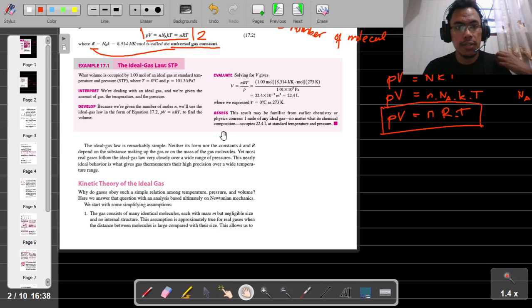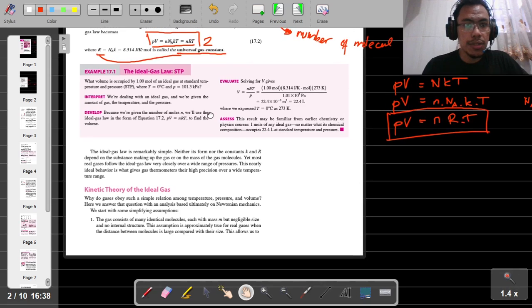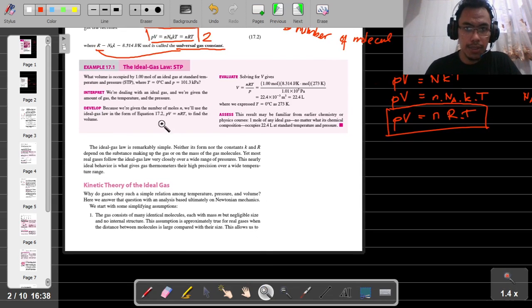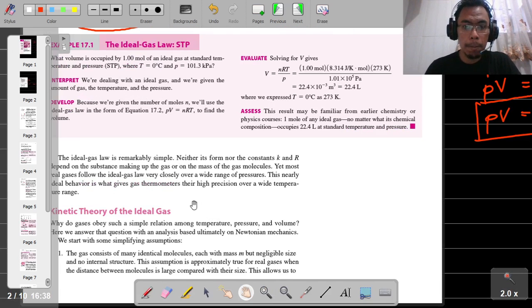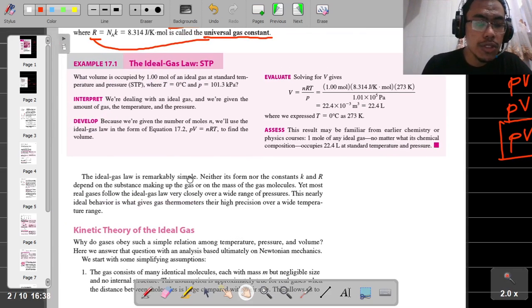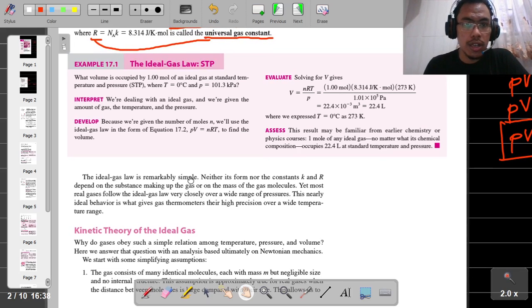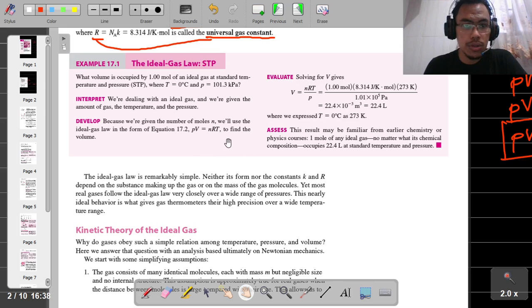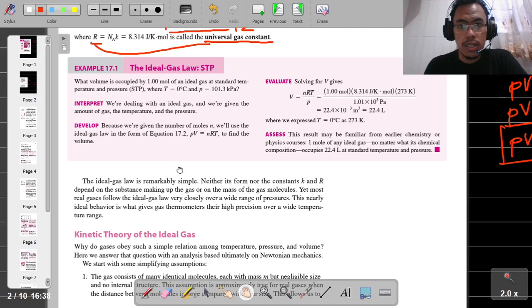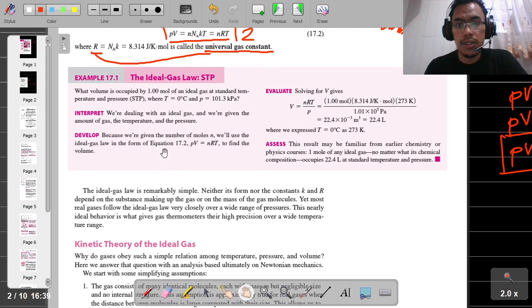Okay, Bismillahirrahmanirrahim. Let's continue our discussion about determinant behavior and specific on gas. After we learn about the concept of ideal gas, now we can apply the concept to solve the problem that is already served by this book.